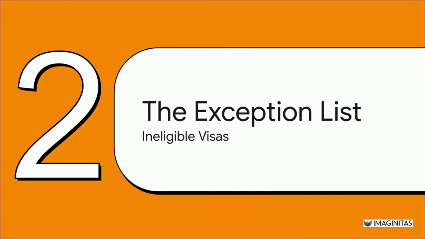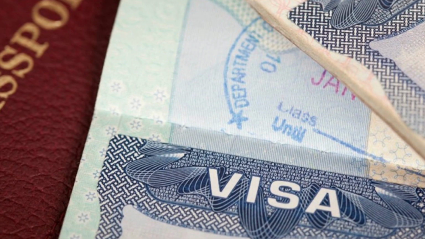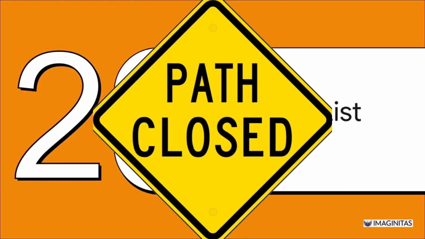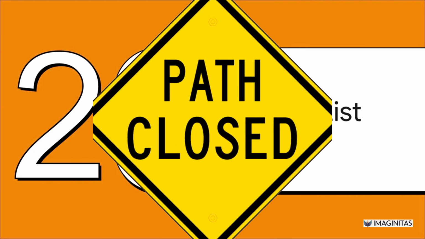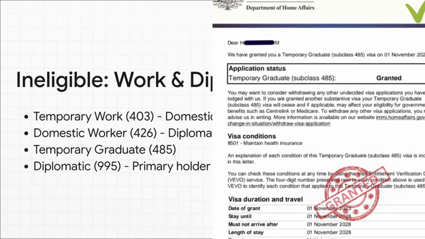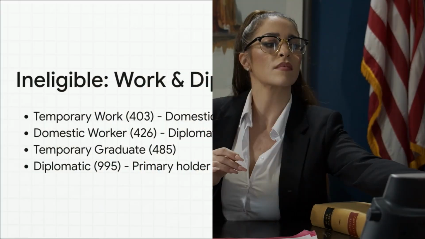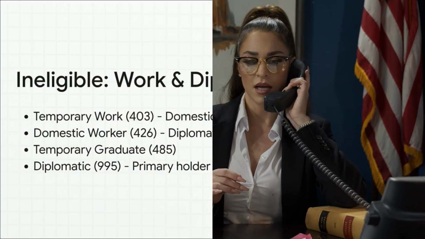So let's get right to it. This is the exception list. If your current visa shows up on the next few slides, then the normal path to applying from within Australia is probably closed to you. So have a good look and see if your visa is on this list. Okay, first up, we've got a batch of work, graduate, and diplomatic visas. Now, the one that really jumps out here is the temporary graduate visa, the subclass 485. That one catches a lot of people by surprise, so definitely take note of that. And you'll see for the diplomatic visa, it's just for the main person holding it.